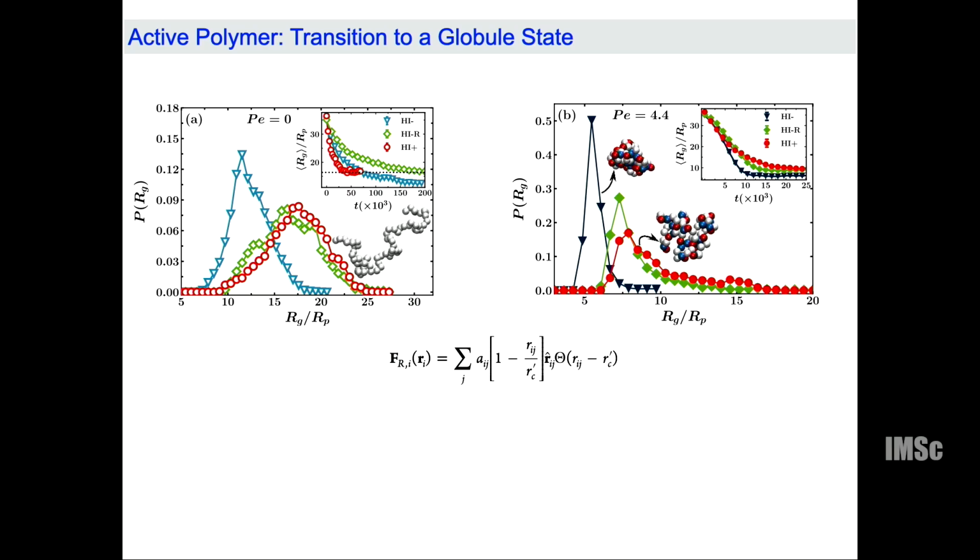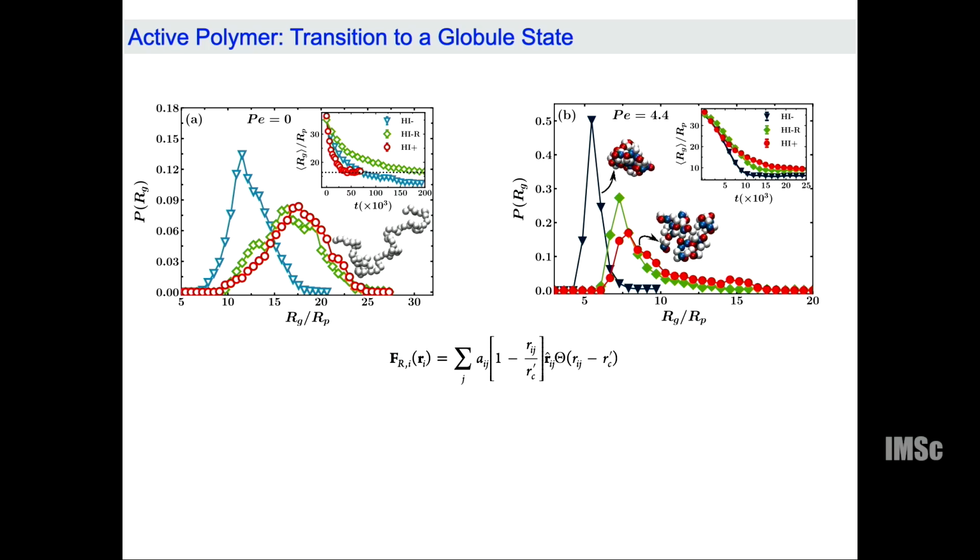You see that this is for the passive polymer, this is for the active polymer. For both these cases, let's talk about the active polymer because of the time. If I look at this active polymer, the blue curve is HI minus, right? And the red curve is HI plus. HI plus is something that I had already shown you.